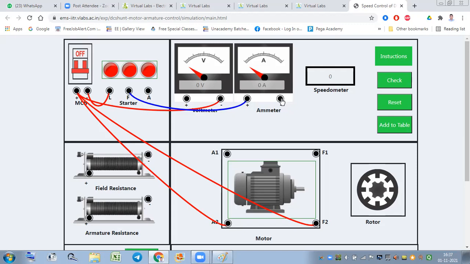Okay. And through the ammeter we have to connect the field. That's why the field terminal, the blue terminal, I have to connect to the ammeter, and the output of the ammeter should go to the field.